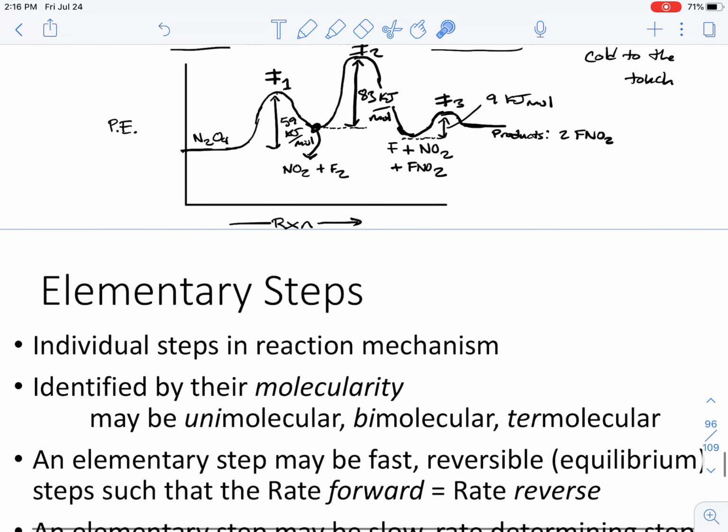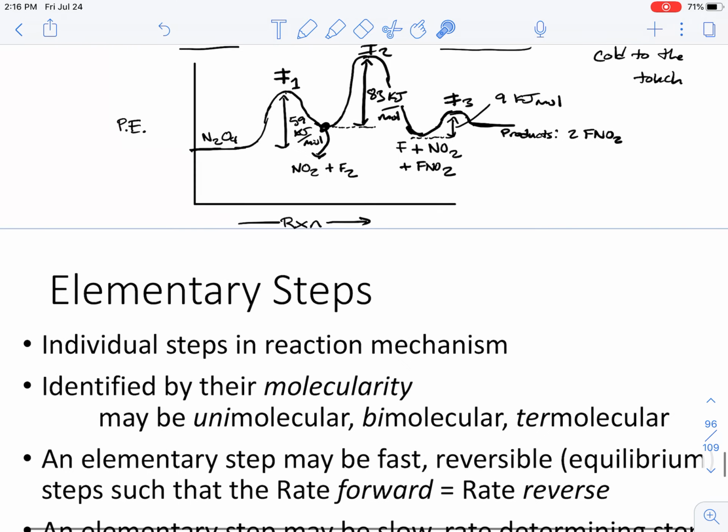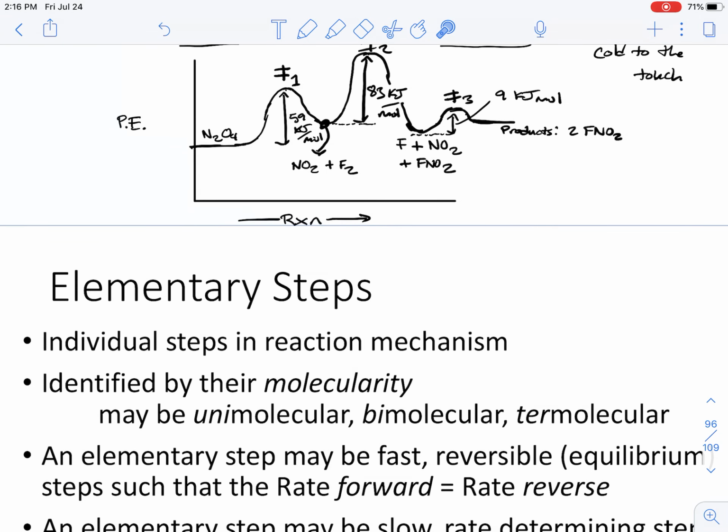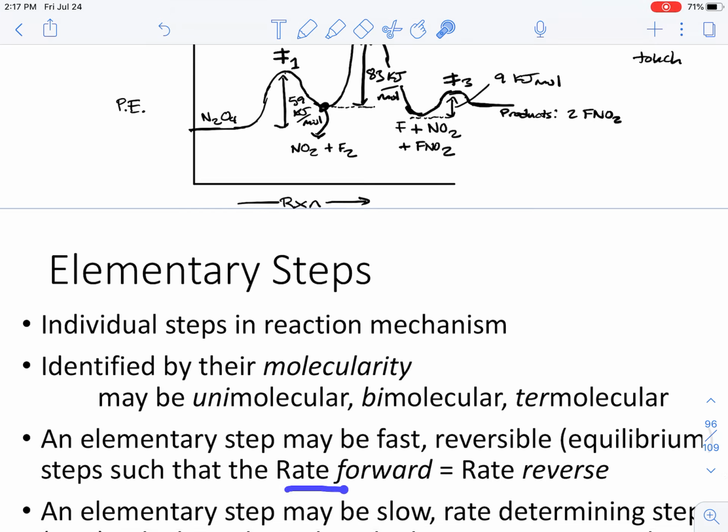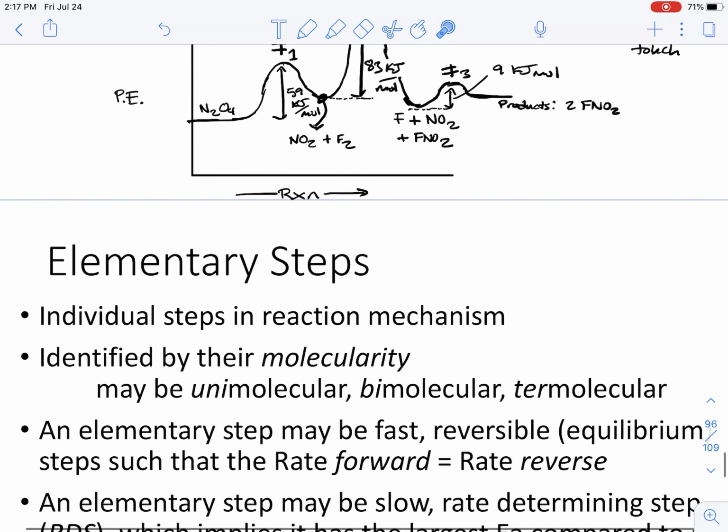And so it's important for us to identify these fast, reversible elementary steps, because when we start learning how to write the overall rate law based on the rate laws from the elementary steps, we can make this relationship: the rate of the forward reaction is equal to the rate of the reverse reaction, to help us come up with the overall rate law from the elementary steps. And we'll see that a little bit later.